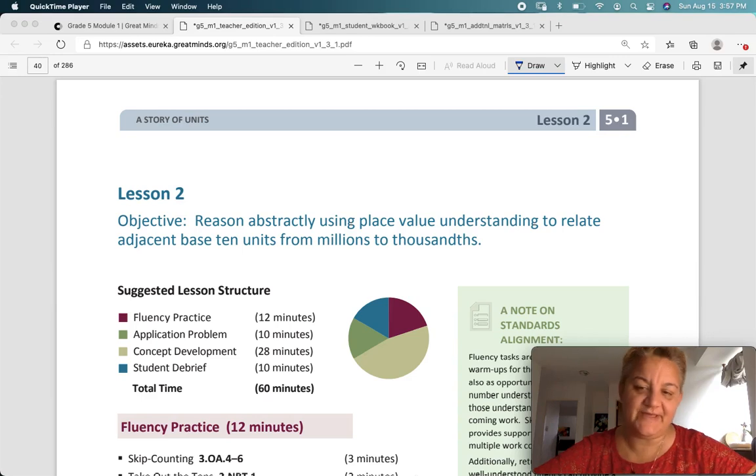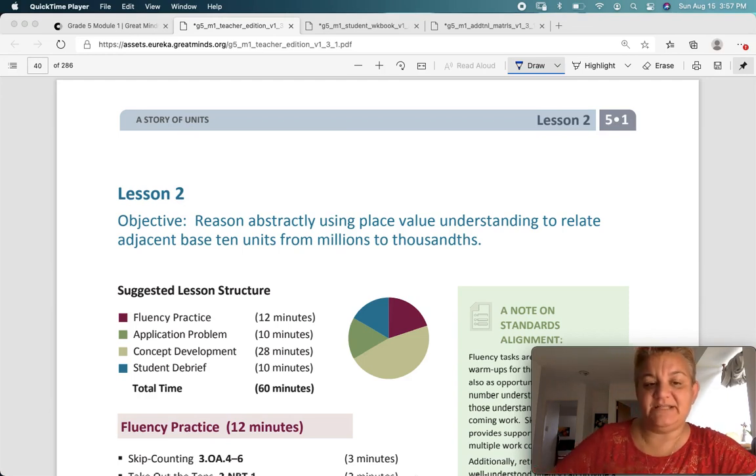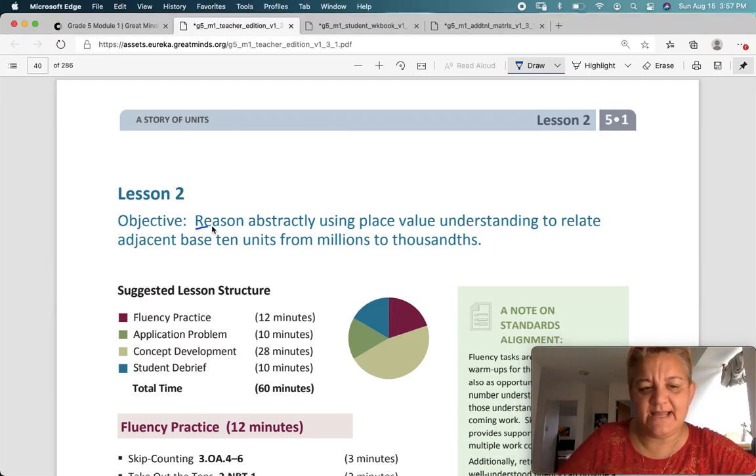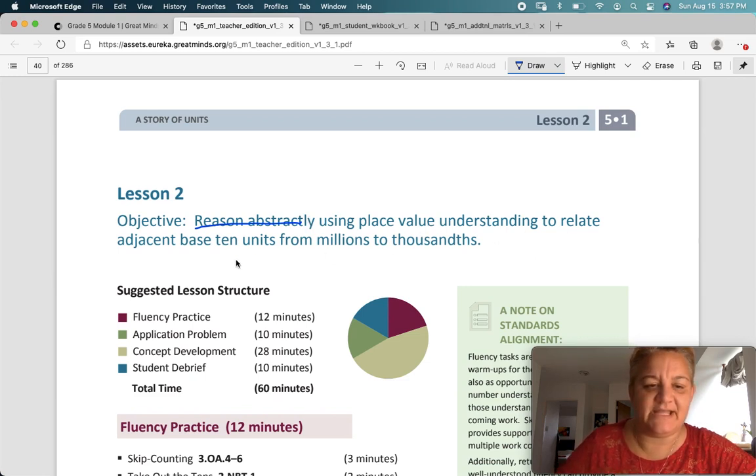Welcome to Eureka Math. This is Module 1, Lesson 2, and our objective today is to reason abstractly using place value understanding to relate adjacent base 10 units from millions to thousands. Okay, let's figure out what that means.